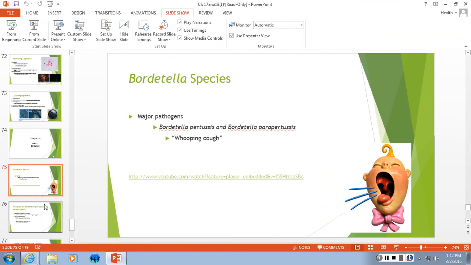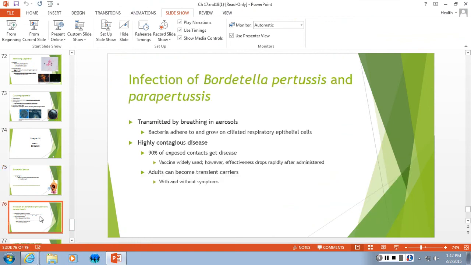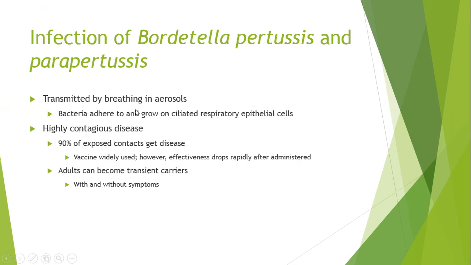So this is where whooping cough comes from. Very highly contagious. It grows in the ciliated respiratory epithelial cells, so it's important that we get the epithelial cells when you're collecting the sample. You could get false negatives.